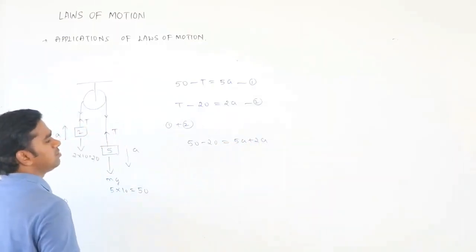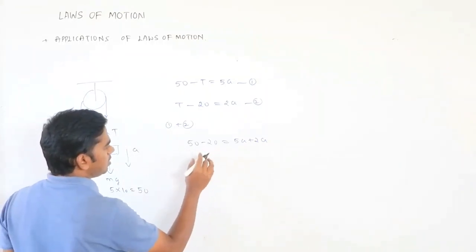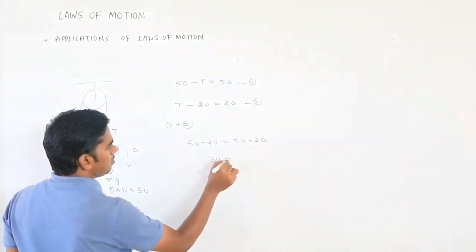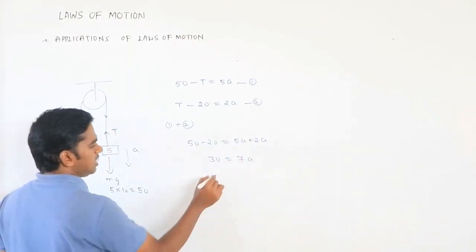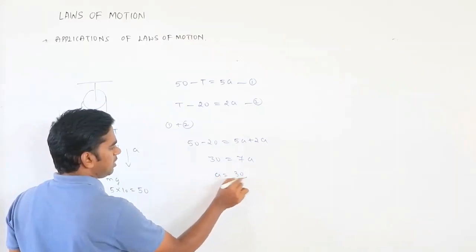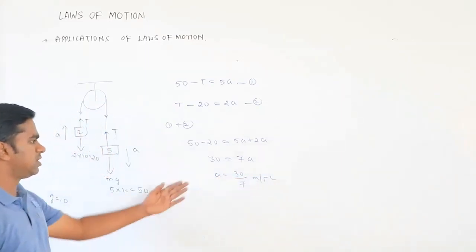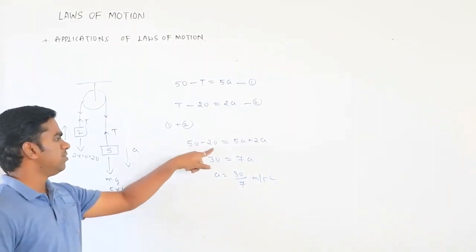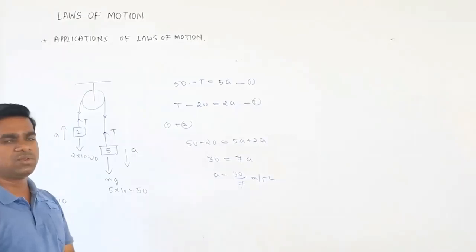Okay. I am just adding. So now this will become 30 equals to, this will be 7A. So what is acceleration? Acceleration is going to be 30 by 7 meter per second square. This is the acceleration, 30 divided by 7, because 50 minus 20 is 30, and 5 plus 2 is 7. So 30 by 7 is your acceleration.